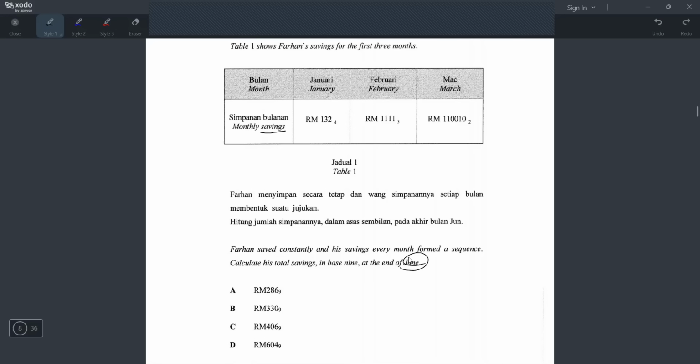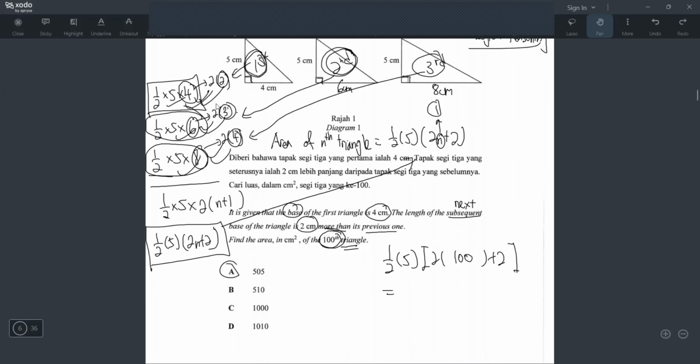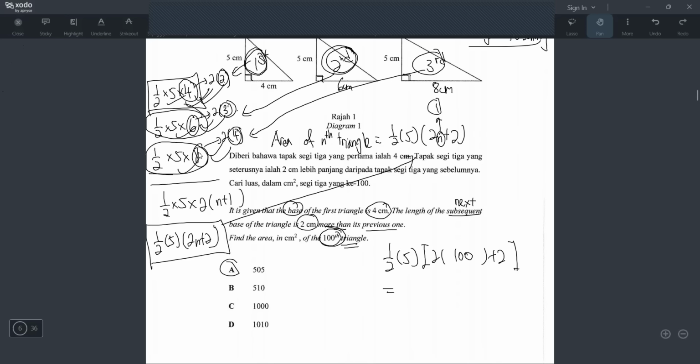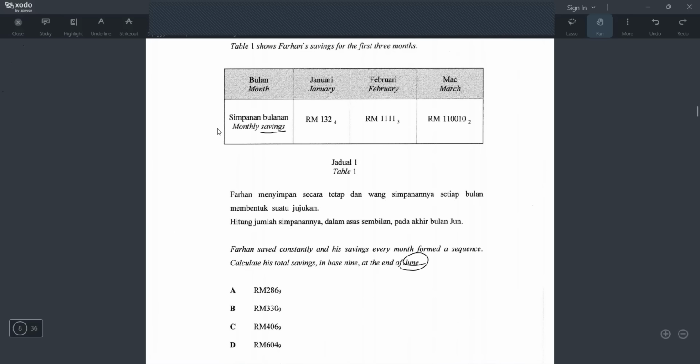I think this question is very similar to the question I did earlier, which is question number 4. Where I have to make a conclusion. It means I have to generalize, make a formula and then find it. But it's okay. Now I can't see the pattern yet because they are all in different bases. So maybe if I change all these numbers to base 10, then I can see the sequence, right? What's the sequence and what's the pattern?